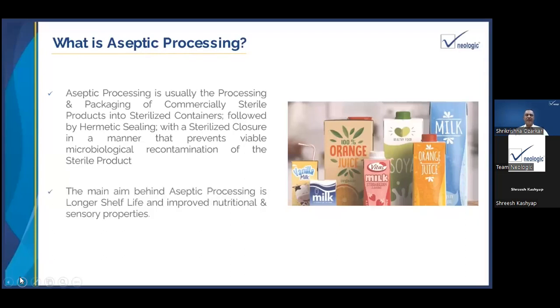The main aim behind this processing is, of course, the longer shelf life. Aseptically processed and aseptically packed products have longer shelf life than the normal ones. And of course, improved nutritional and sensory properties, which are also important for any product.